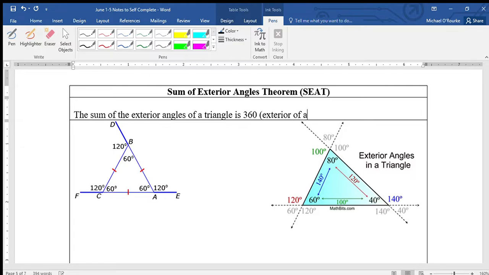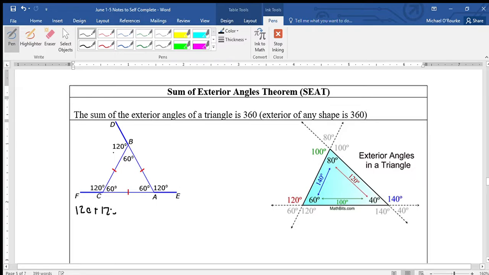Exterior of any shape is 360. Okay, just keep that in the back of your head. So the exterior angle is always equal to 360. So if you look here, exterior, so I have an equilateral triangle. So if I drew straight lines off all these, 60, 180 minus 60 equals 120. So if I did 120 plus 120 plus 120, it's going to equal 360.